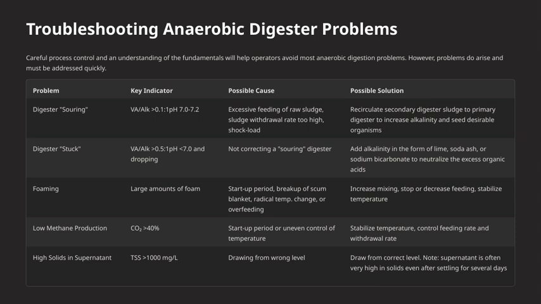One common issue is digester souring, which is indicated by a VA to ALK ratio greater than 0.1 to 1 and a pH between 7 and 7.2. This usually happens due to excessive feeding of raw sludge, too high a sludge withdrawal rate, or shock loads. To fix this, we can recirculate secondary digester sludge back into the primary to boost alkalinity and seed beneficial microorganisms.